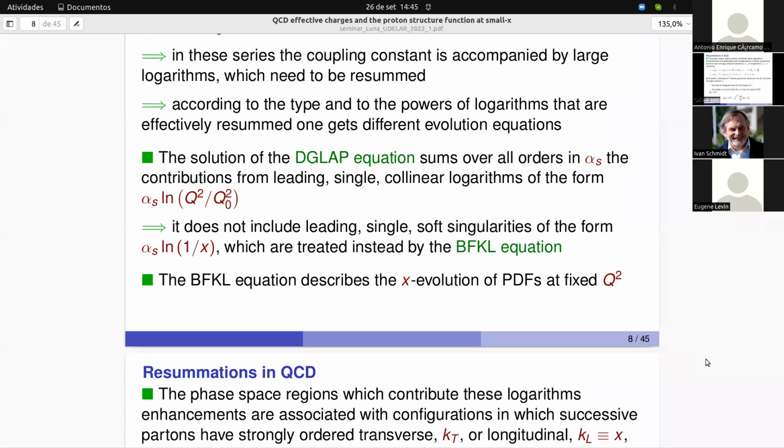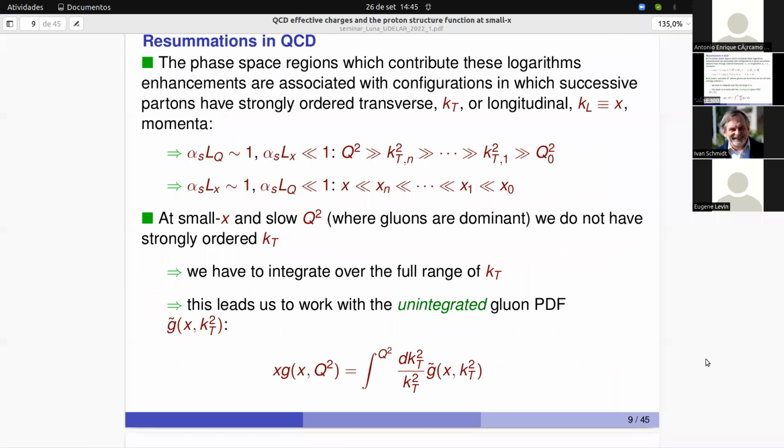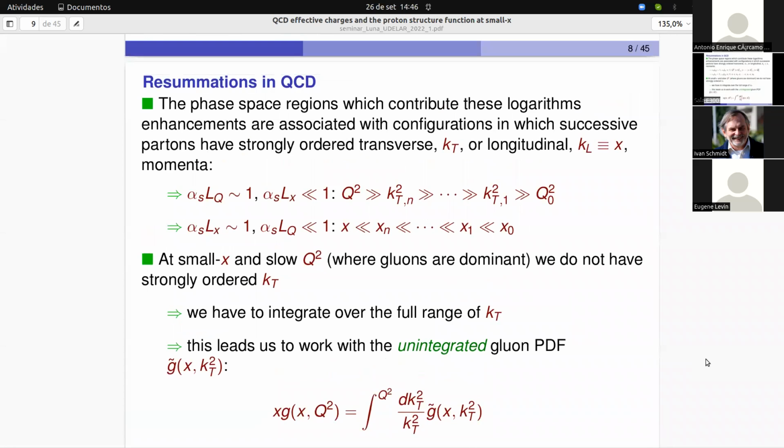Just to be a little more precise, we have phase space regions, and depending on the phase space region that you are working in, we have one kind or another kind of logarithm. For example, if I work in a kinematic region, in other words a phase space, where I have the coupling times this logarithm L_Q, the logarithm of this kind, okay, in short.